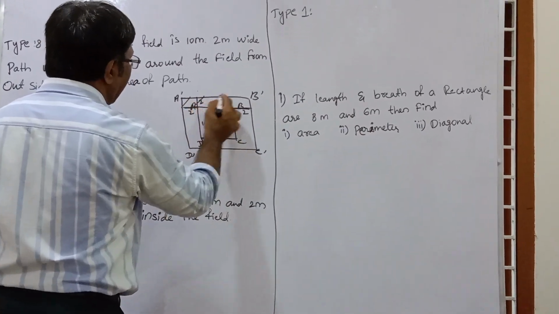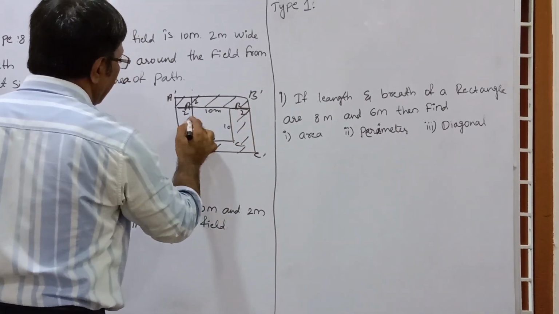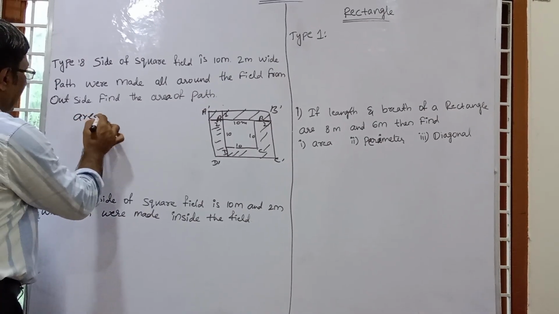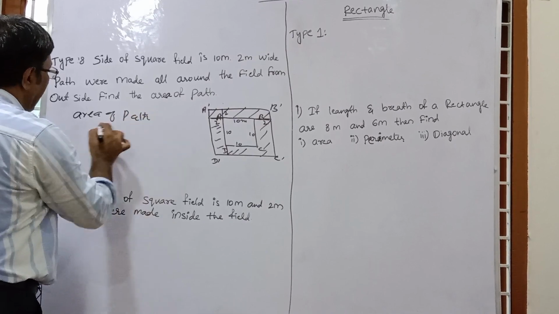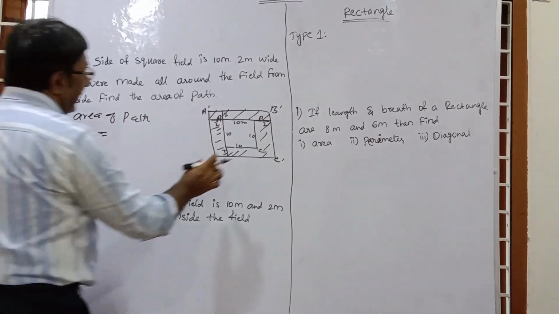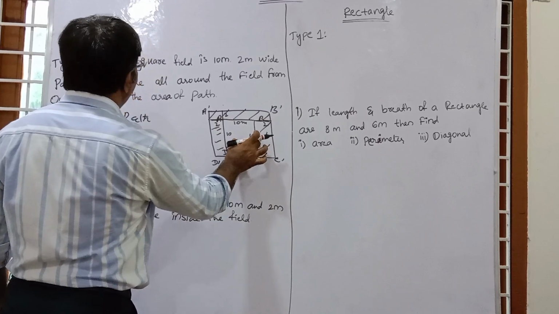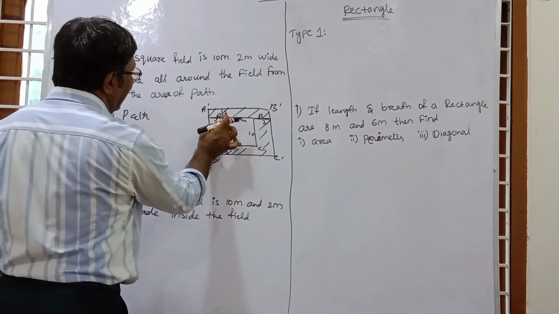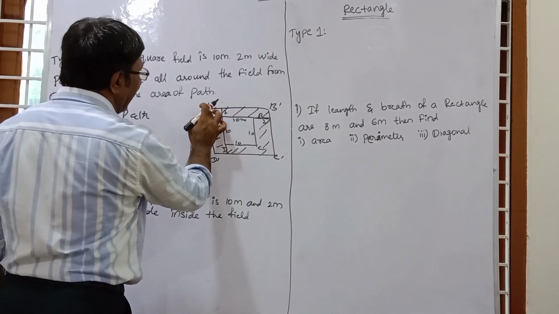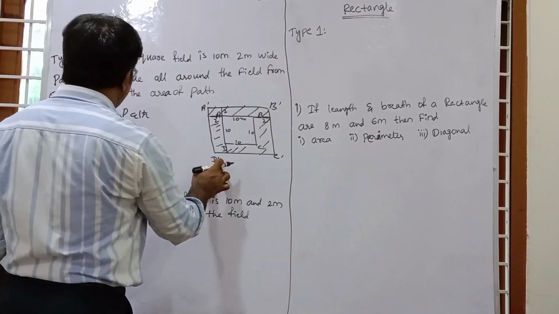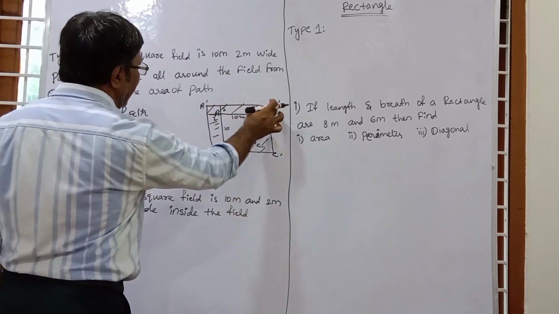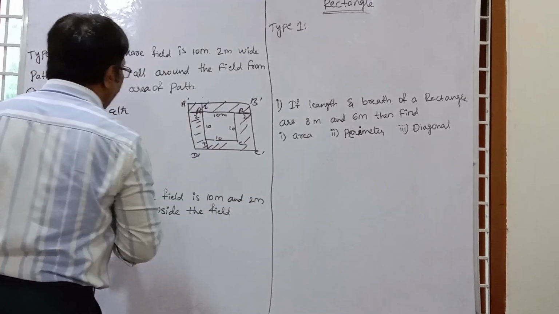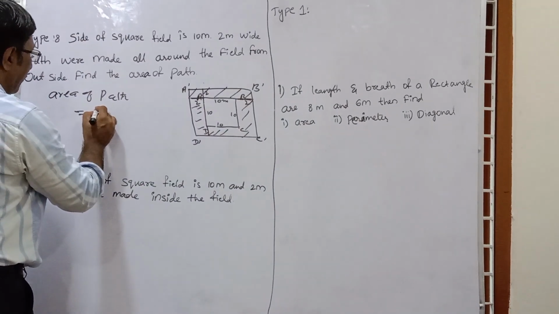So we have to find the area of this path. So what is the trick for this type of question? See here. The area of the path is equal to what? You know ABCD is the field, and now when there is a 2 meter path outside the field, then this is a larger square A dash, B dash, C dash, D dash. So the area of the path will be the area of A dash, B dash, C dash, D dash minus the area of ABCD. Okay. So what will be A dash, B dash?